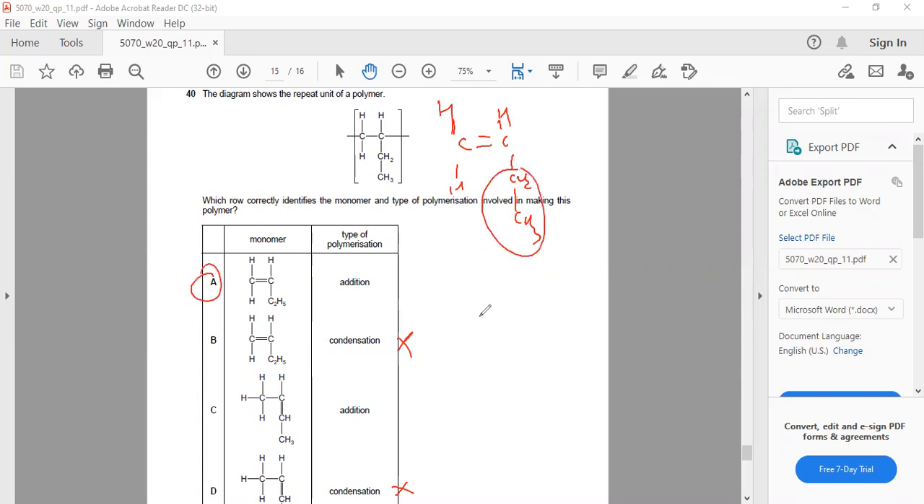CH2, CH3 together you can write C2H5. Okay, you cannot have a double bond here. Got it?